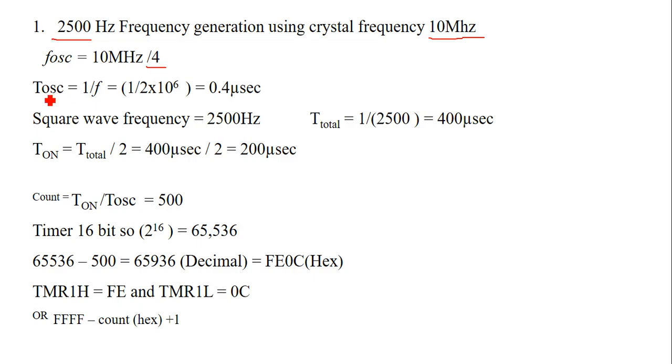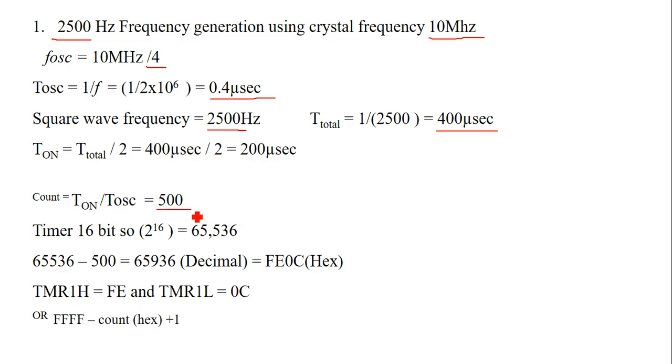So time will be 1 upon F. We know the relation between time and frequency is vice versa. So we got 0.4 microseconds. A square wave of 2500 Hertz gives the 400 microseconds time. So after calculation, the count will be 500.